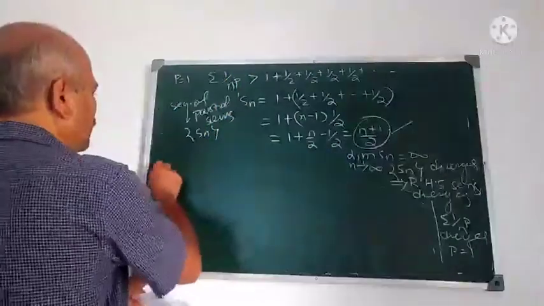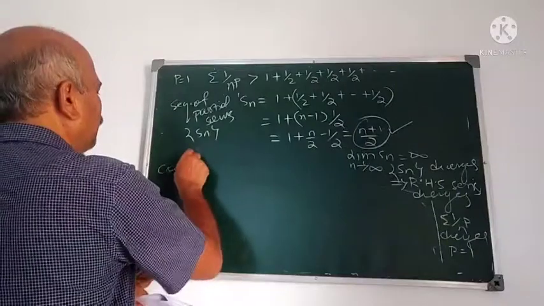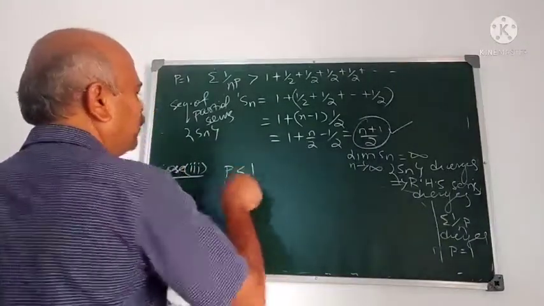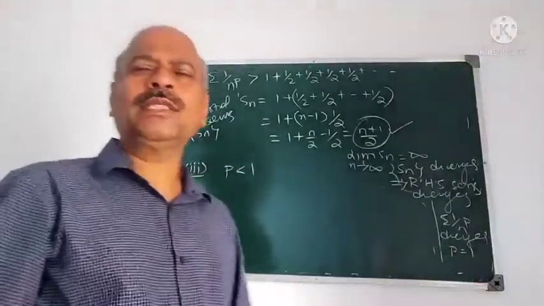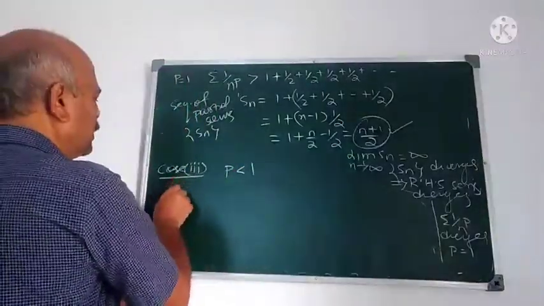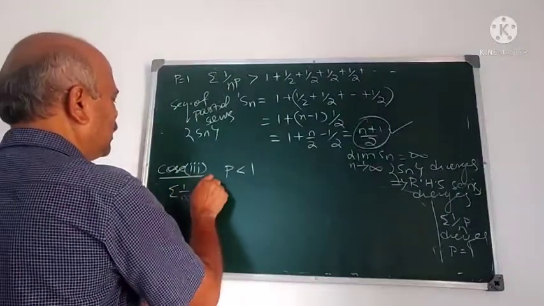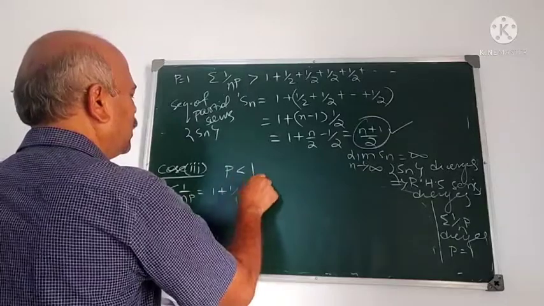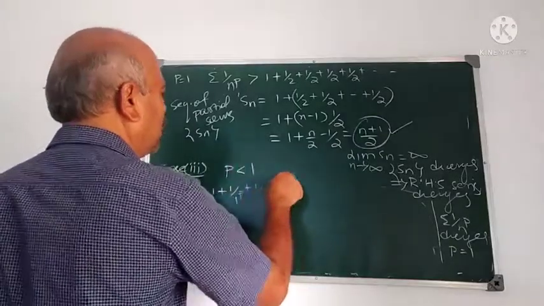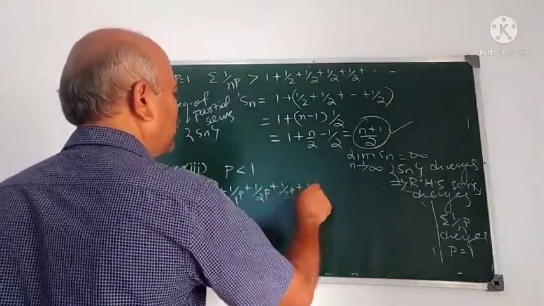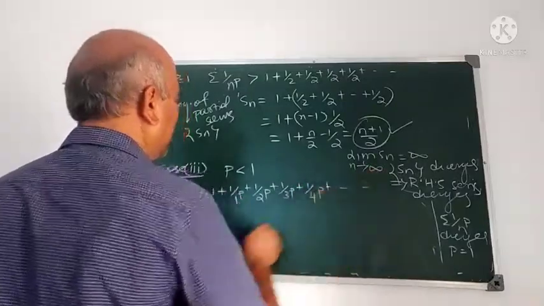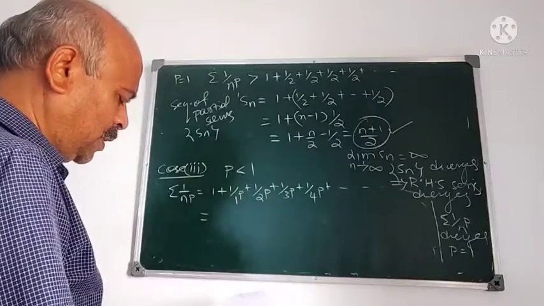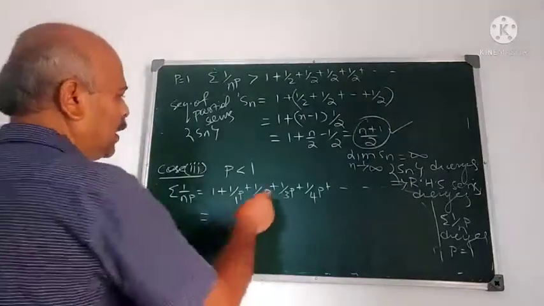One more case is left. What is that? Case 3 is p less than 1. In this case, sigma 1 upon n raised to p is 1 plus 1 by 2 raised to p, plus 1 by 3 raised to p, plus 1 by 4 raised to p, plus etc. Here p is less than 1. We now group the terms of the series like this.